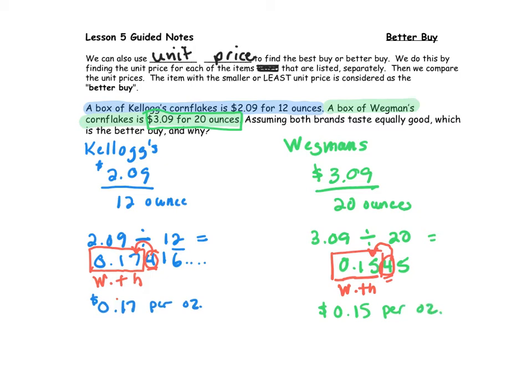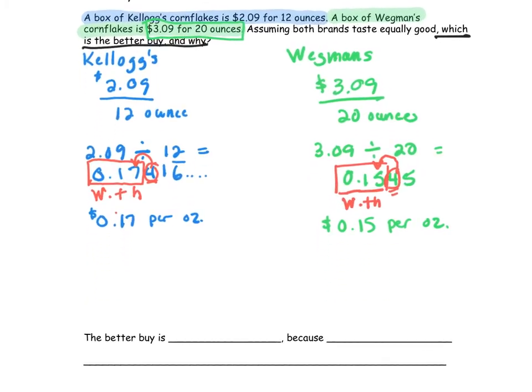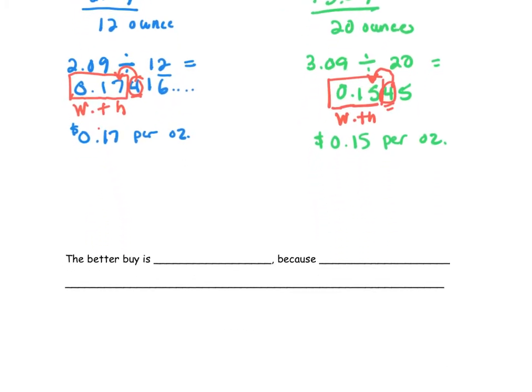So the question they asked us was, which is the better buy and why? And to recall, we're looking for the number that has the least unit price because we like to save money. So we call it a better buy if we can spend less money. So now we're going to look down at the bottom of your paper and we're going to write the better buy is Wegmans.